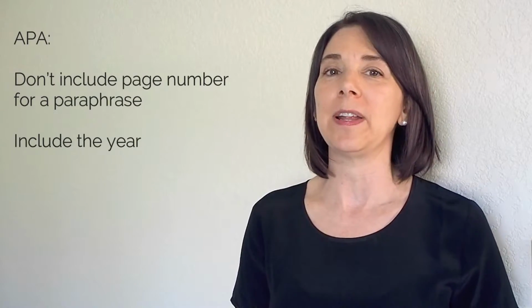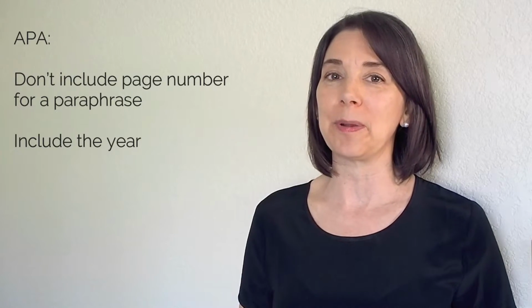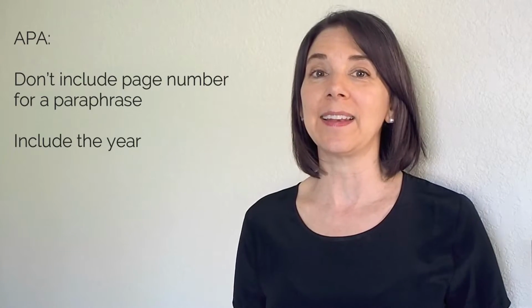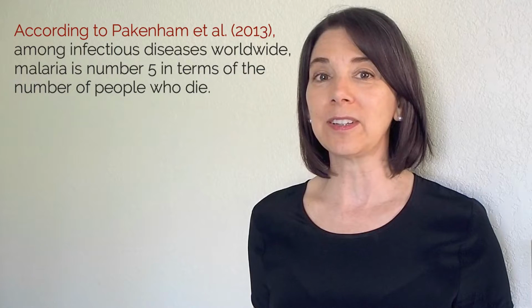Most science classes use APA style. So in APA style, it's a little bit different. They don't include the page number for a paraphrase, and instead they include the year. So the year that the book was published. And here is what that would look like.